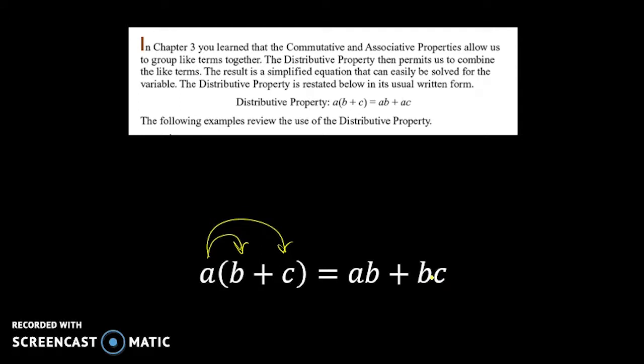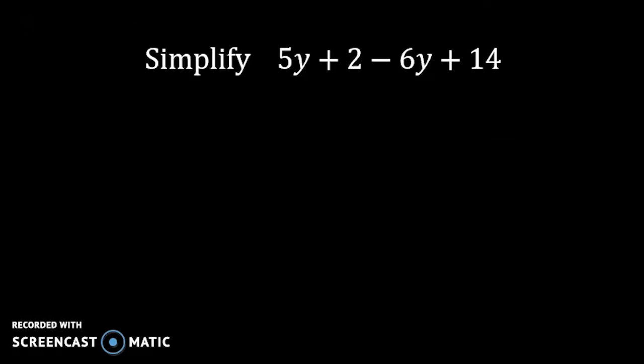It says the following examples review the use of the distributive property. This is how we've been using the distributive property so far. This is example number 1. It says simplify 5y plus 2 minus 6y plus 14.